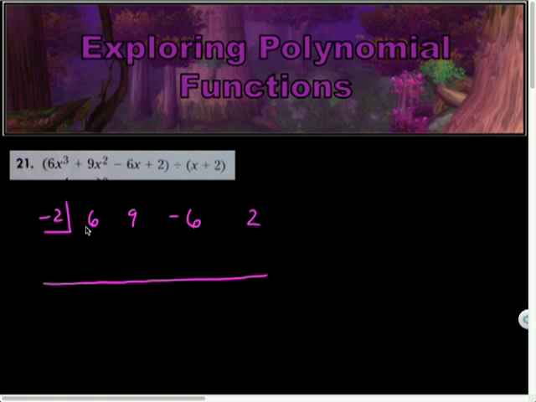So let's divide this. Add, multiply. Add, multiply. Add, multiply.